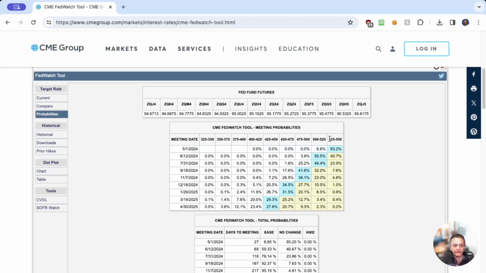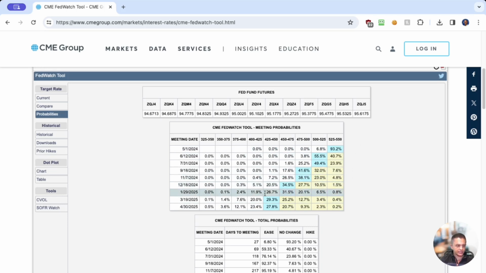So 525 to 550 is the current Fed funds rate. So the markets are expecting in June 55.5% chance of a cut, a 25 basis point cut, which will take the Fed funds rate to between 500 to 525. And then there is a 3.8% chance of a 50 basis point cut. So this is how you read this.